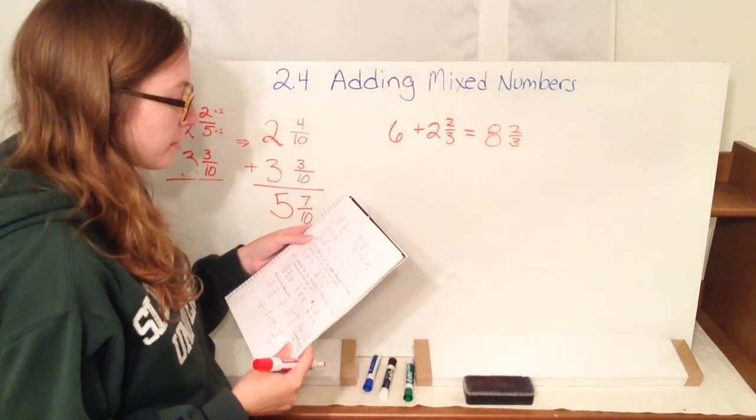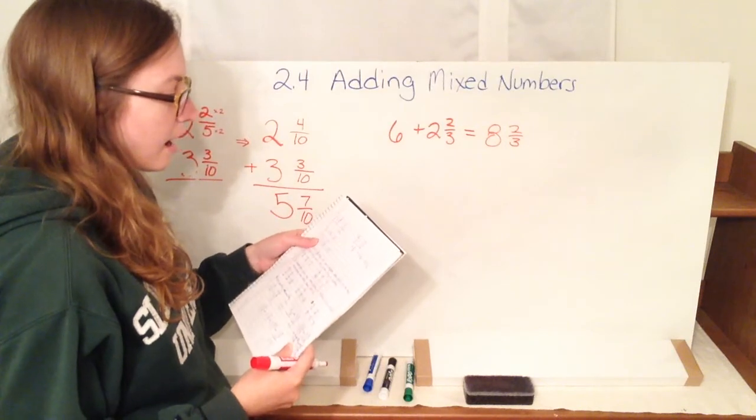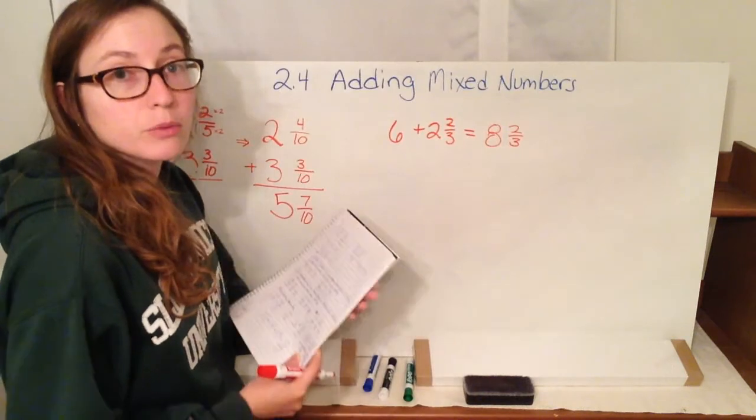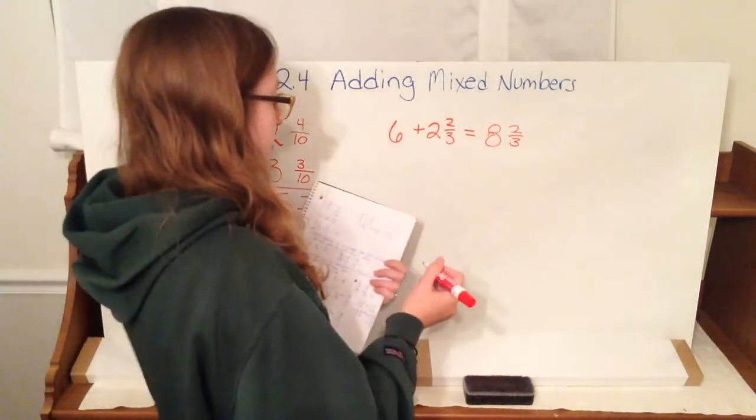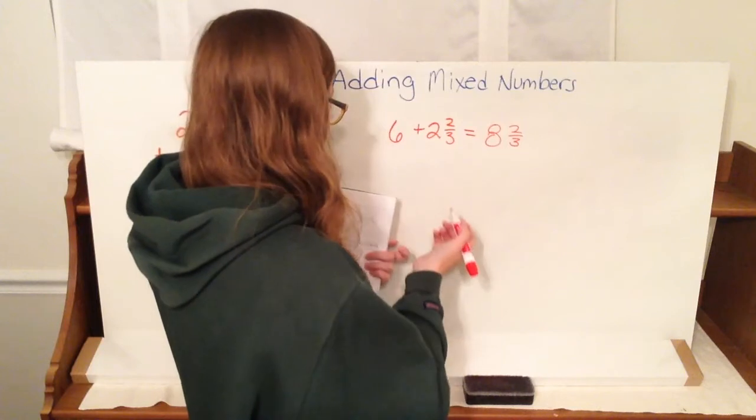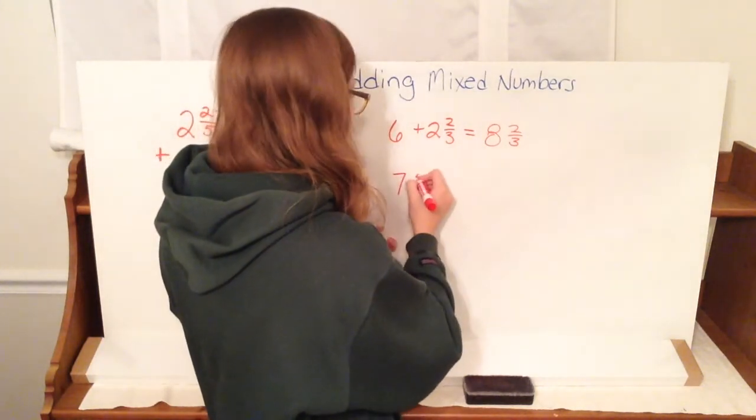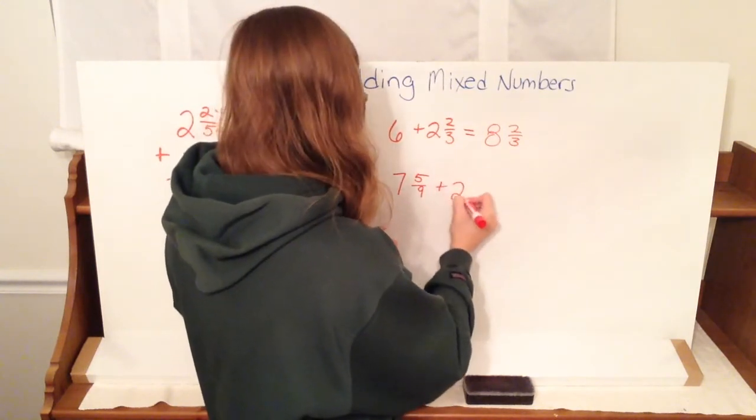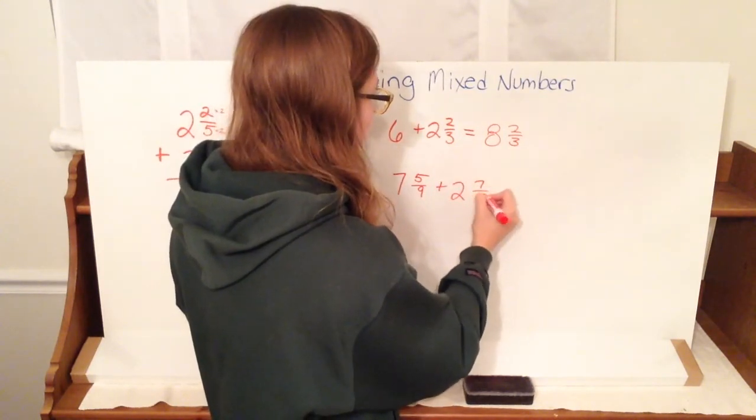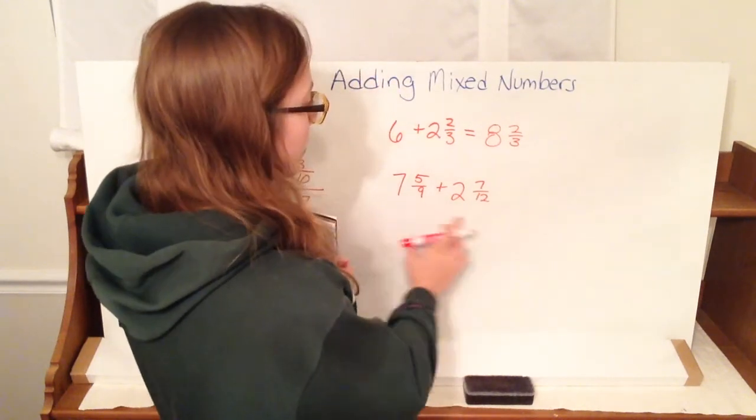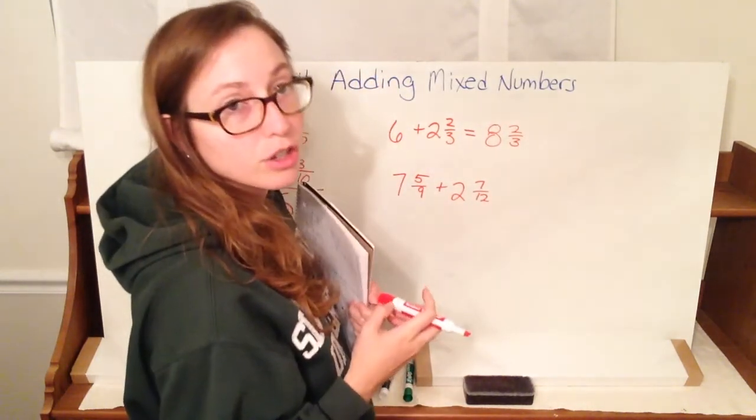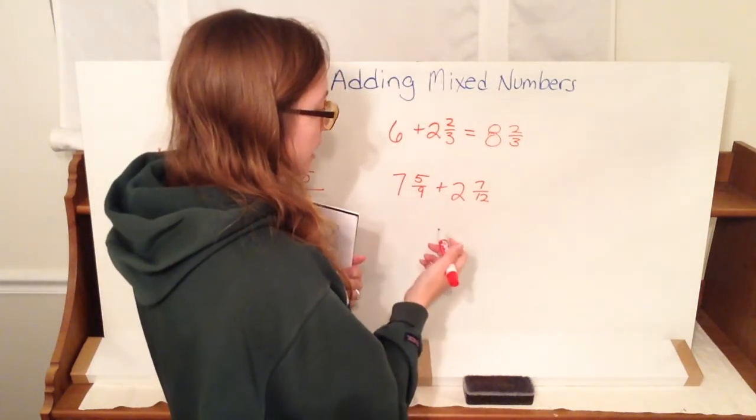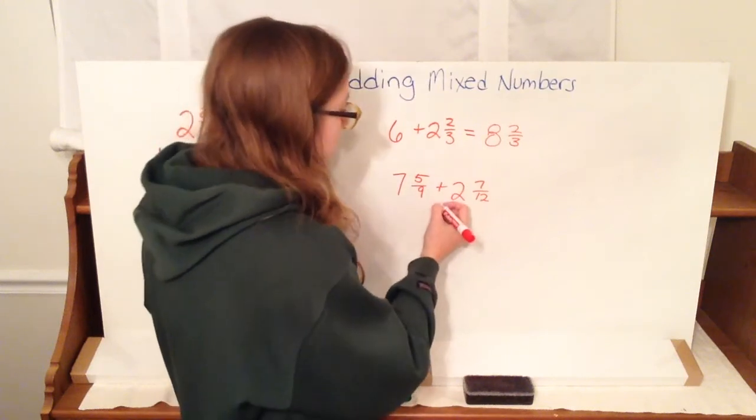Another type of problem that you might see is where you'll have to carry, and sometimes we have to do that in regular addition as well. So here's an example where we'll have to carry: 7 5/9 plus 2 7/12. Okay, so right away I can tell I need to change this. The denominators are not the same. The whole numbers will not change when I change the denominators, but this is what I'm going to get.